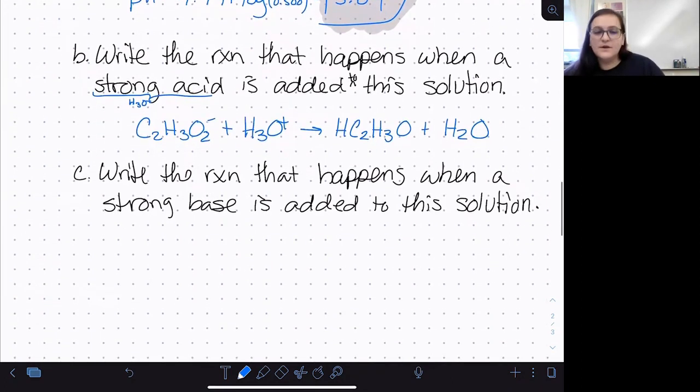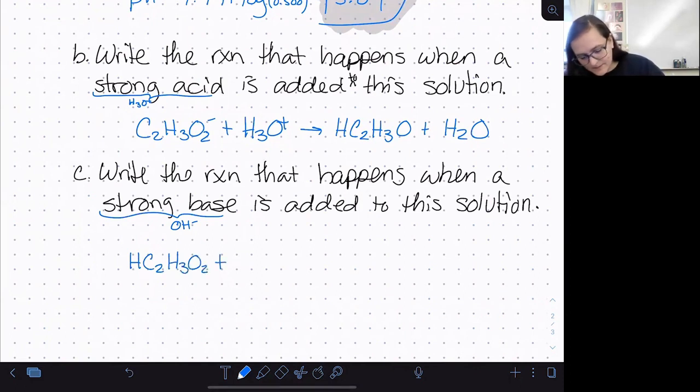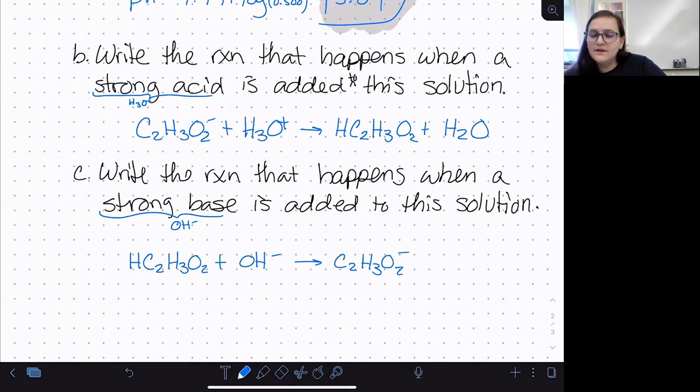On the other side of things, writing the reaction that happens when a strong base, which we'll represent as hydroxide, is added to this solution. Any added base is going to react with an acid. Bases always react with acids and vice versa. So the acid in this system was the acetic acid that will react with the hydroxide that's being added. Hydroxide will pull off the acidic proton from the acetic acid, leaving us with the acetate ion. And when hydroxide gains that proton, it becomes water.